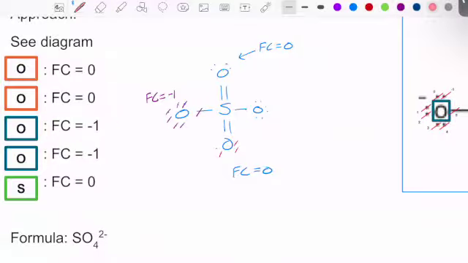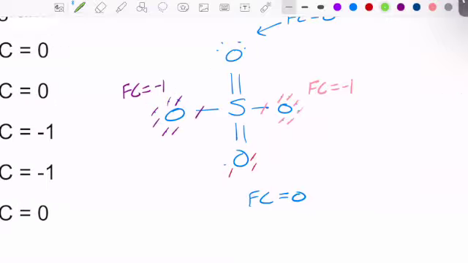Applying the same to our other oxygen: 5, 4, 3, 2, 1, 0, -1. And last but not least, sulfur. If we apply the same, we know it also has a valence electron count of 6, 5, 4, 3, 2, 1, 0. It has a formal charge of 0.